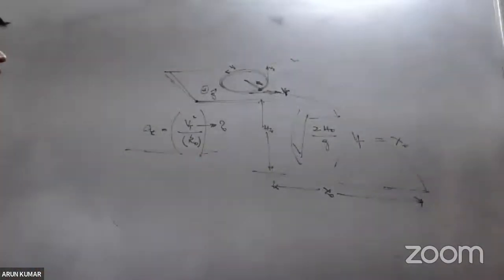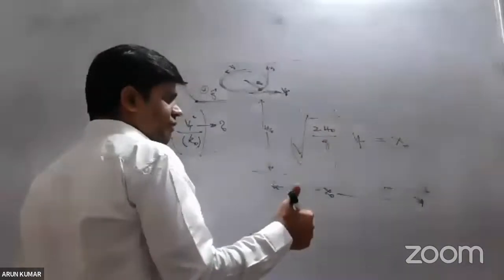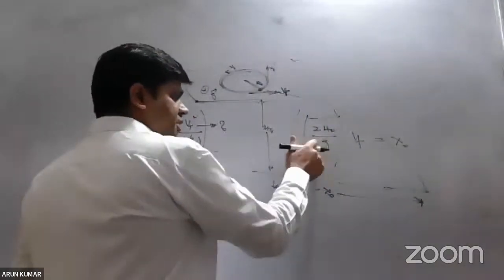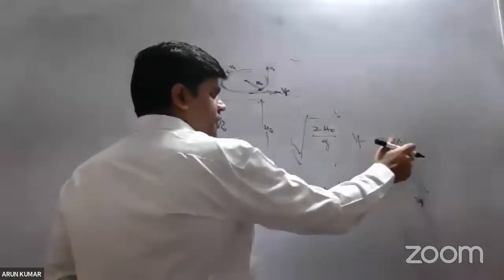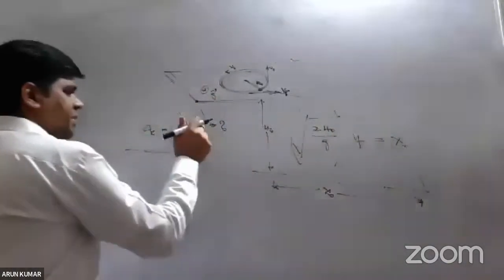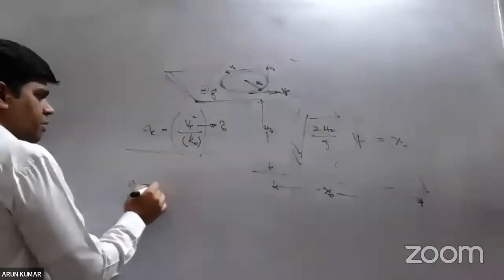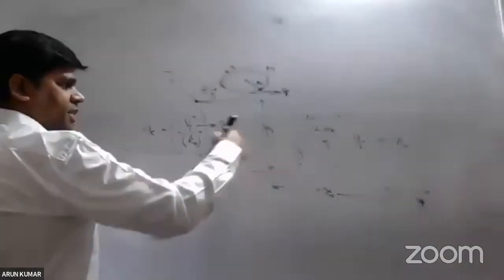But right now, how do we do this? H naught is given, root 2h by g, as you said, that's perfect. Time required. In this time, with this speed VT, it will go to a distance of x naught. X naught is given, VT is found. Take this VT and substitute it here, get AC. Can you tell me what is AC now? Take that and substitute it here.